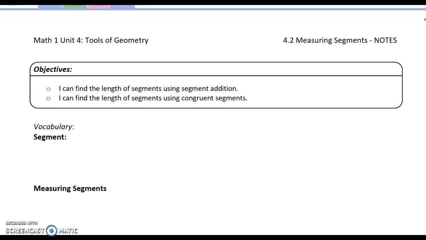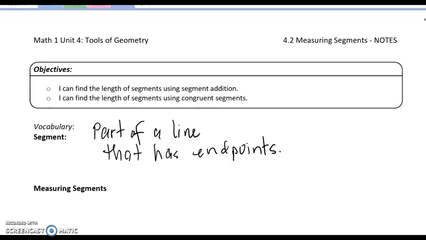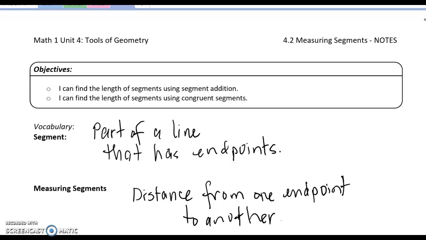Again, reviewing from what we talked about in 4.1, what is a segment? It is a part of a line that has defined endpoints. Remember, lines go on infinitely in both directions, while a segment is a part of a line that has a beginning point and an end point. Measuring segments. It is the distance from one endpoint to another.